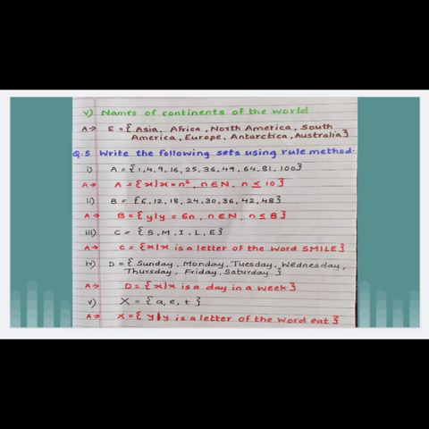Question number 5. Write the following sets using rule method. Now we have to write down the following examples by rule method, that means set builder form. First one, A is equal to curly bracket 1, 4, 9, 16, 25, 36, 49, 64, 81, 100. Curly bracket close. Students, observe this example carefully. What you observe? All these are perfect square numbers. Okay, this is the first thing.